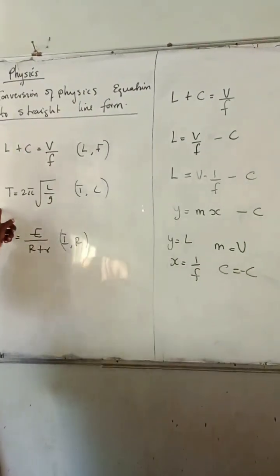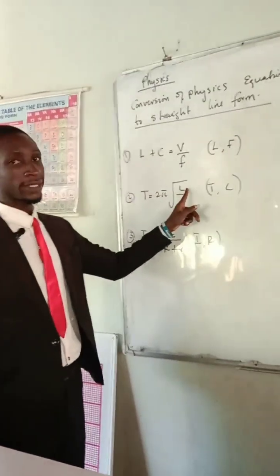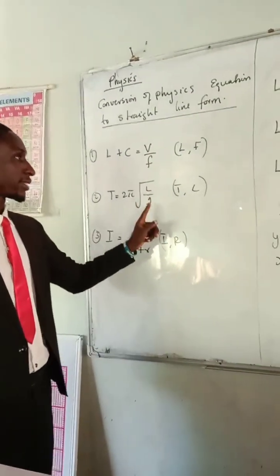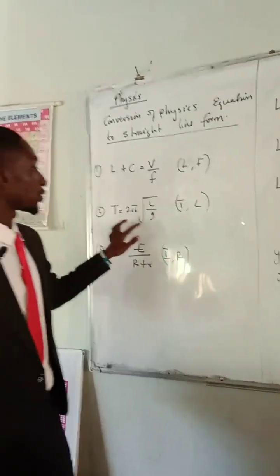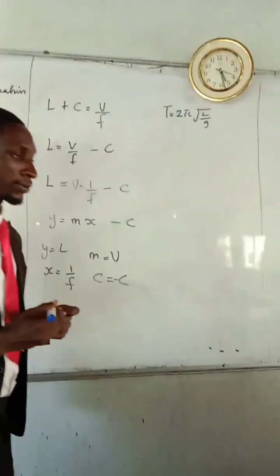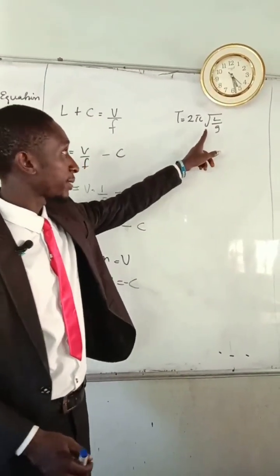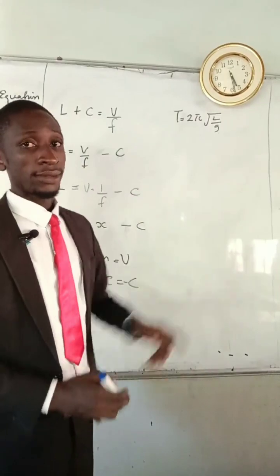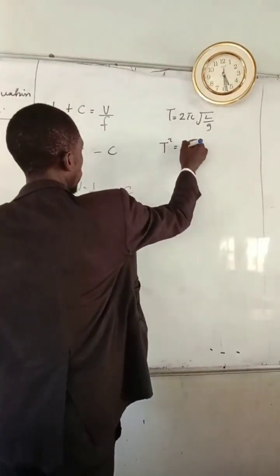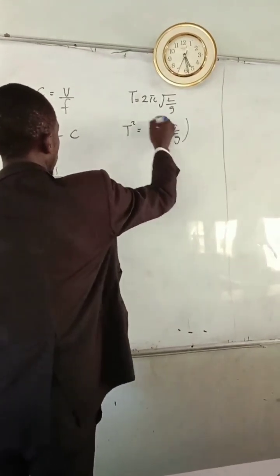Then coming to the second one, this is the period of a simple pendulum. We are plotting T against L here, right? You can see that L is under a square root bracket. So in order to do this, we need to take away the square root. In order to take away the square root, according to elementary mathematics, you have to take the square of both sides of the equation. So taking the square of both sides will be T squared is equal to 2 pi L over G.